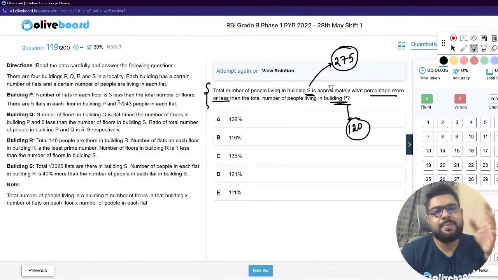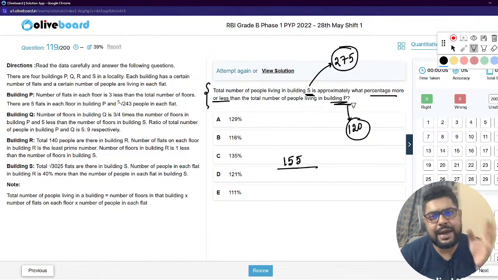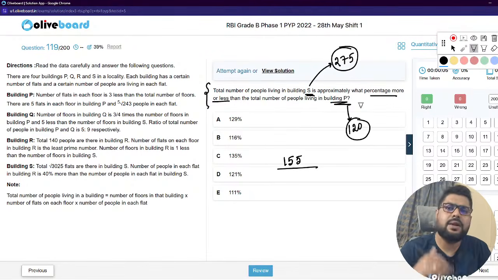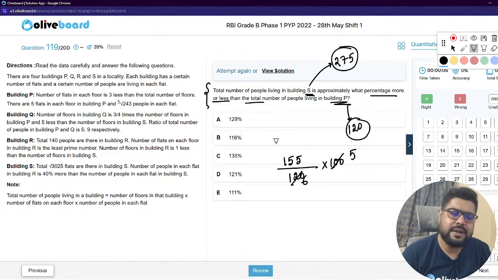Sir, they are asking what the percentage difference is. Sir, the difference is 155. Whatever comes after "than" is your denominator, the base of your percentage. "Than P" means sir, 120, into 100. So this is 5 times, this is 6 times. I don't think we can simplify it. But one thing we can certainly do, sir.